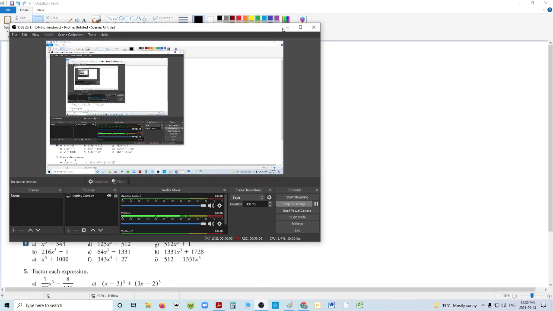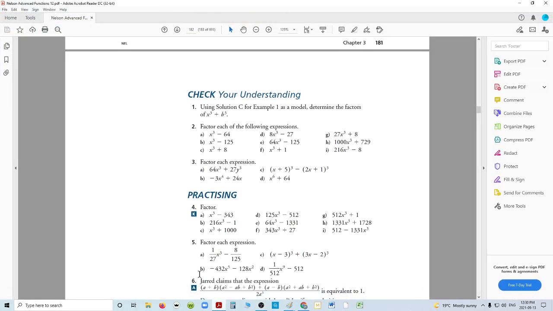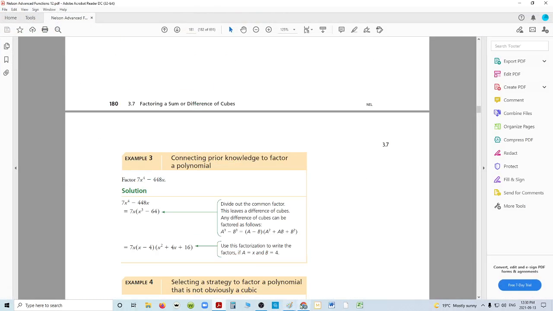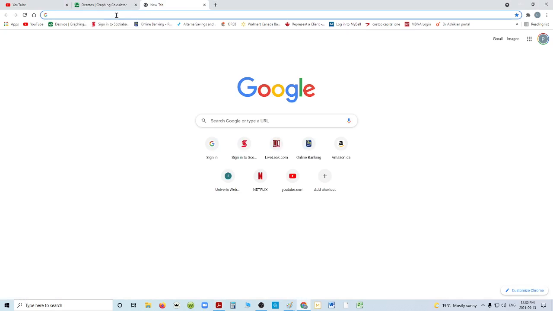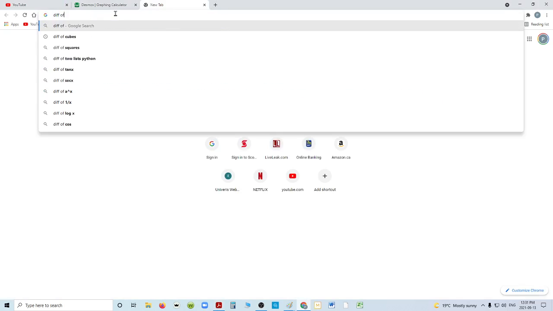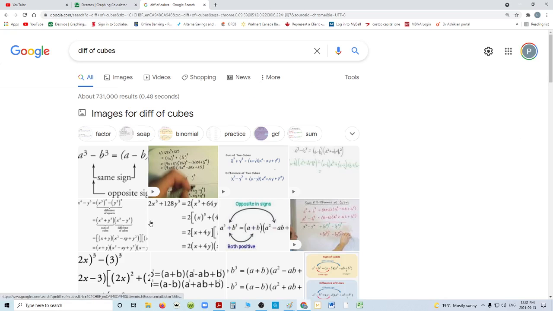Okay, this chapter is good for understanding difference of cubes, but quite honestly, it's one of the less useful ones. Cubes. So it's good to sort of memorize the general formula, okay?